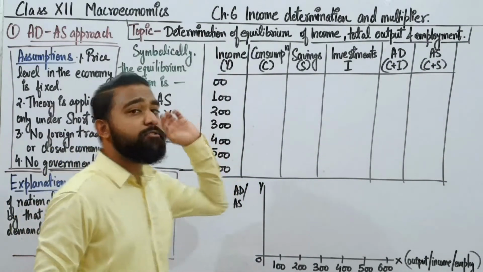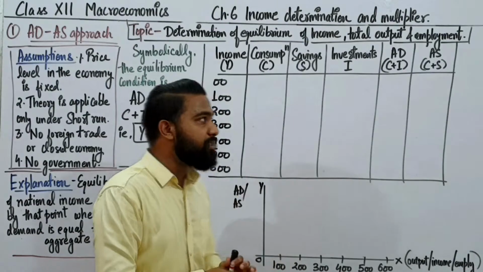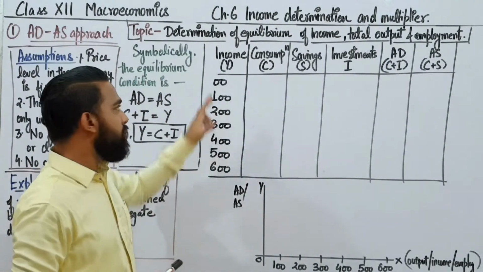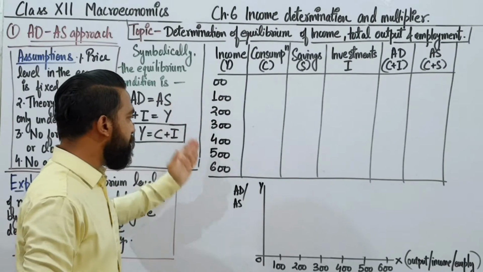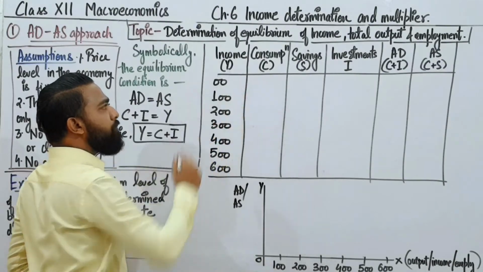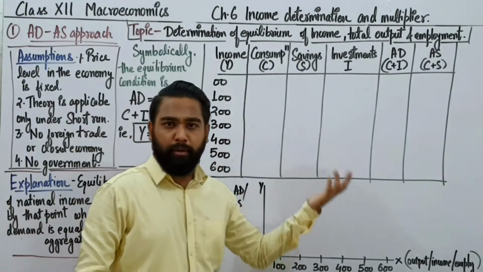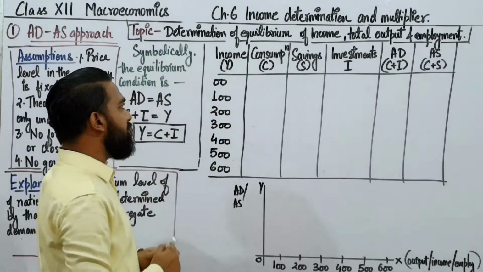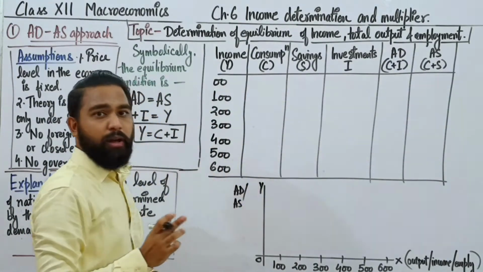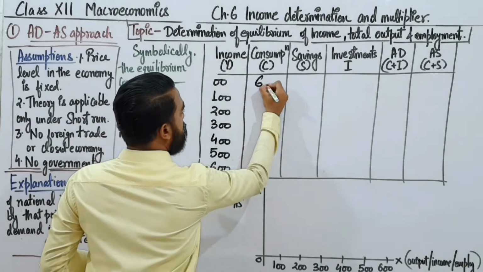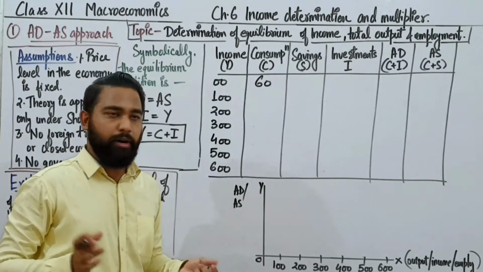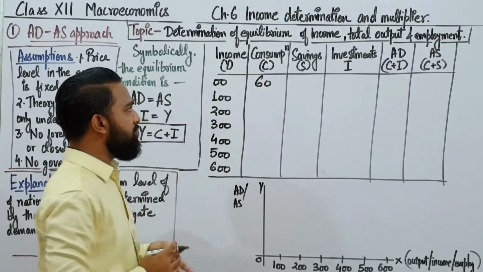Now, this schedule is very easy. As you already know, we are taking the income levels 0, 100, 200, 300, 400, 500, like we always do. Do you remember the consumption which we took in the previous videos? The consumption I took was 60 at 0 level of income.